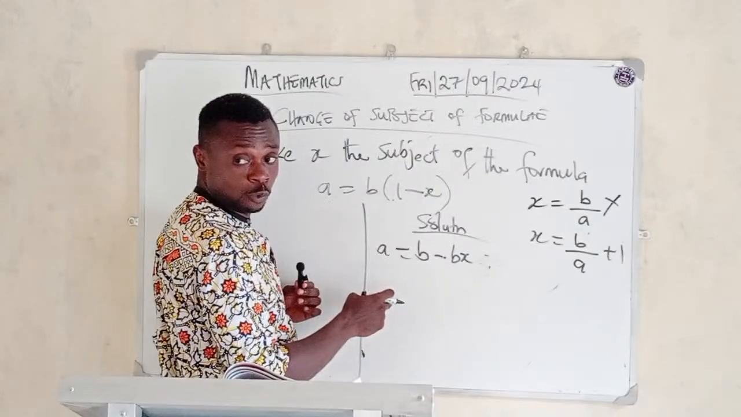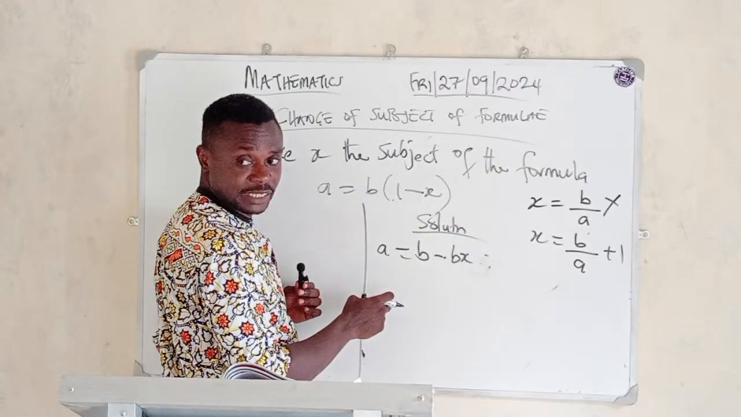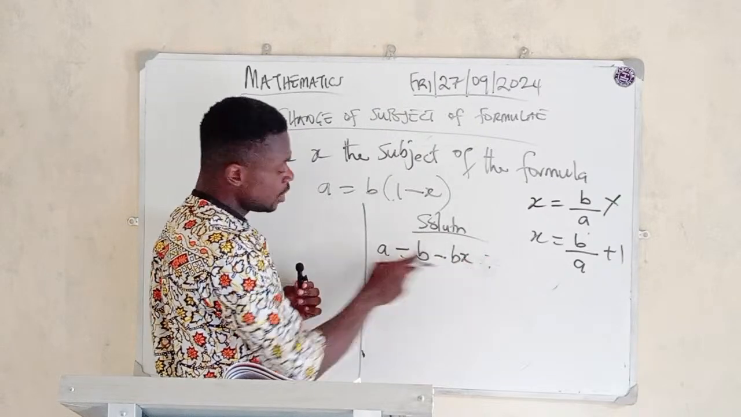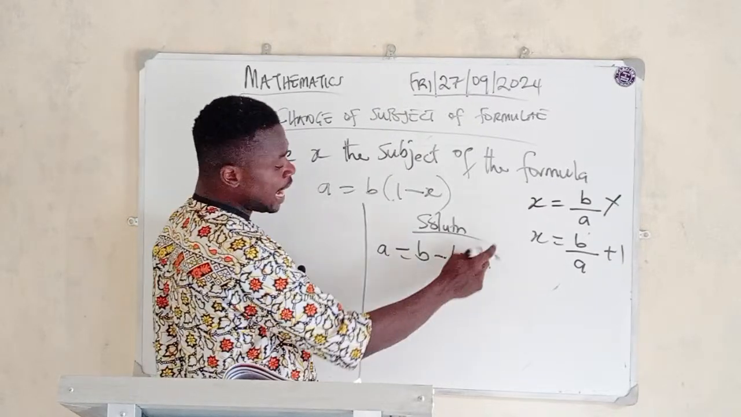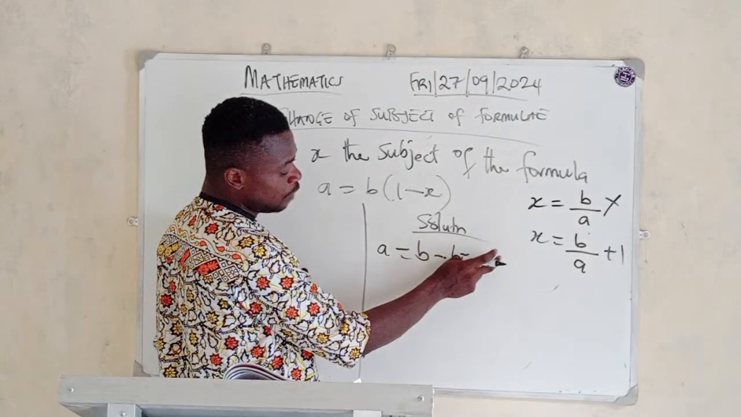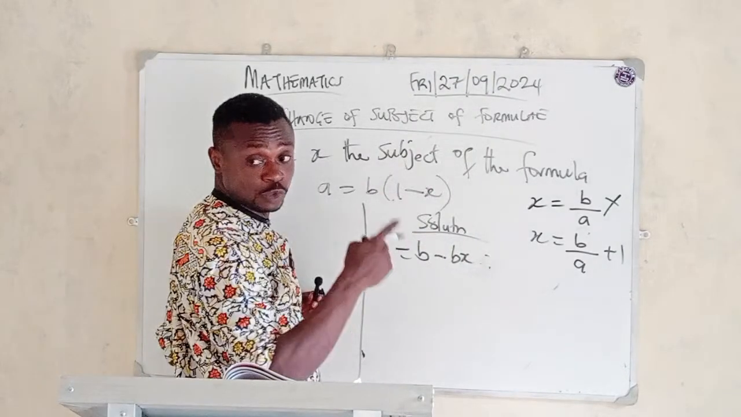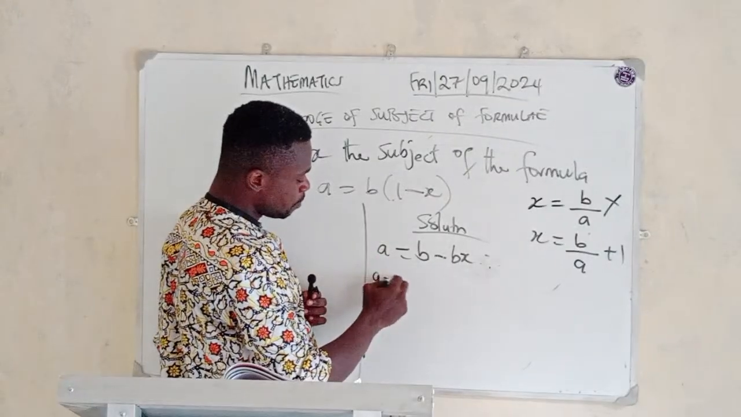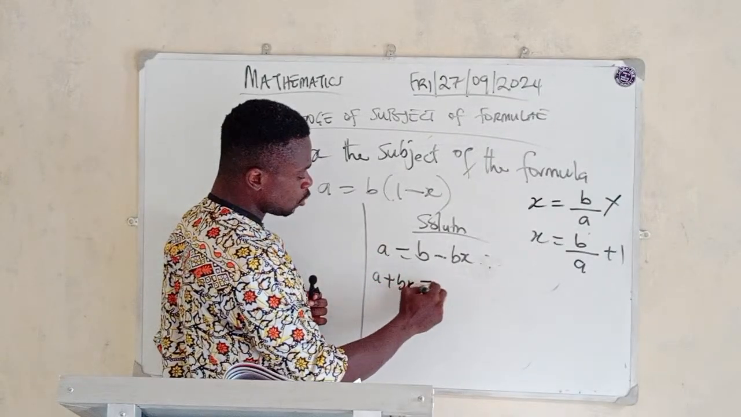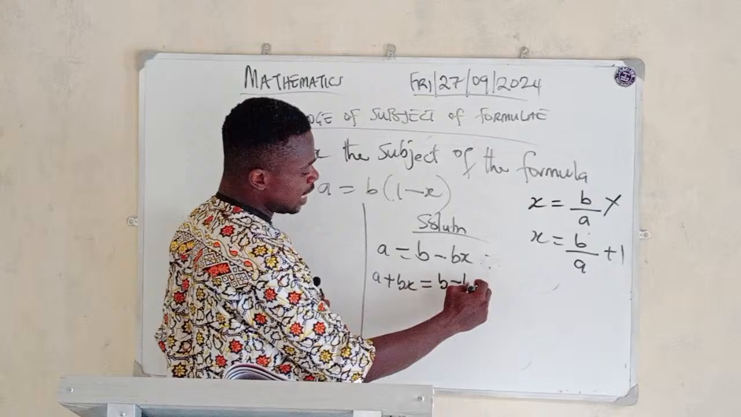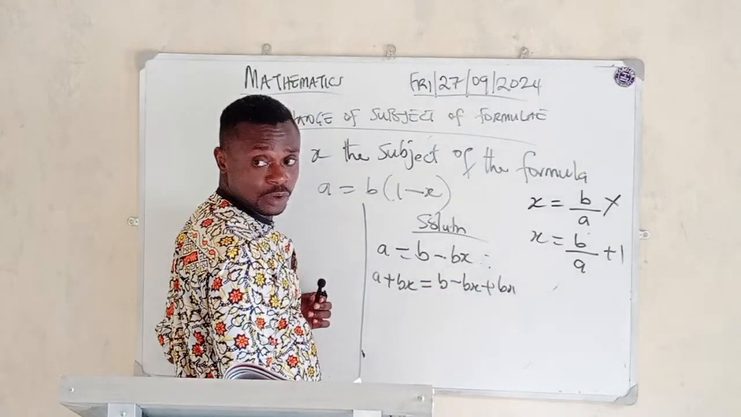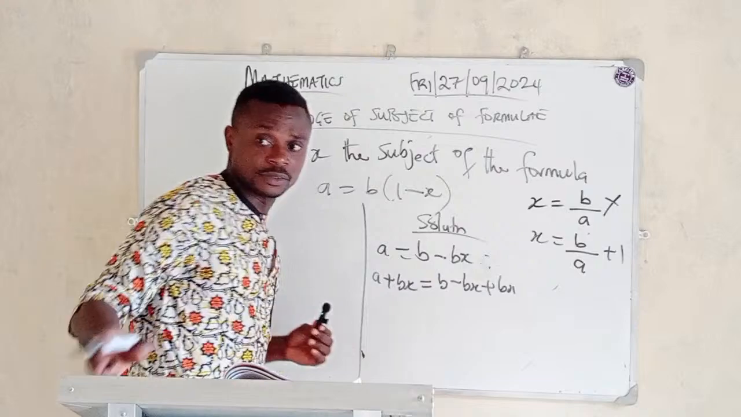Remember what I taught you, right? You add minus bx here, so that you can neutralize this bx, and add it here again. Remember it is the opposite you add, not minus. Sorry, add the opposite here. You have a plus bx is equal to what? B minus bx plus what? Bx. Hope you know.